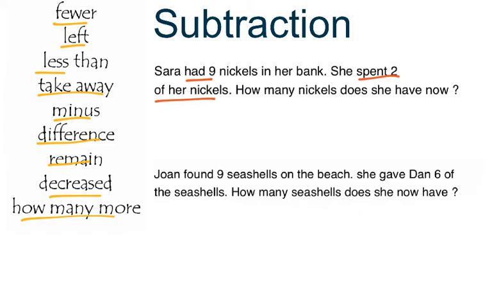Okay, so you should have looked at this and you should have paused it whenever you realized that spent is the word that tells us we're subtracting. If she spent 2, she took away 2. That's a money word for subtraction. So 9 minus 2, she has 7 left.